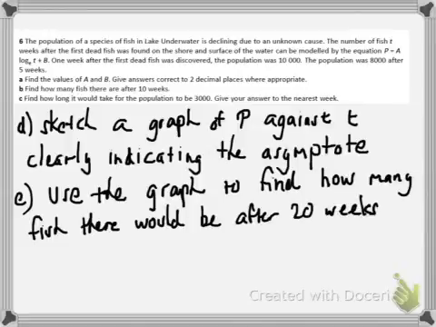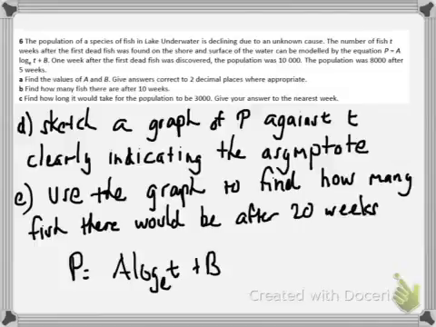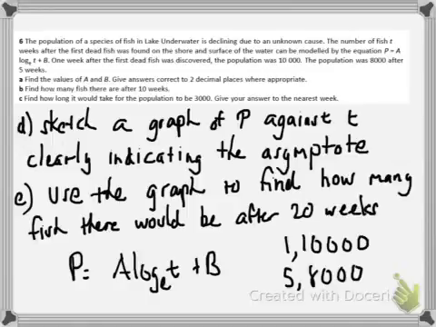So we've got the population of a species of fish in Lake Underwater. And we've got this equation P equals A log T to the base E plus B. And we're given 2 points here. T is defined as the number of weeks after the first dead fish was discovered. 1 week after, the population is 10,000. So we've got this point here, 1 and 10,000. And we've got another point here, the population was 8,000 after 5 weeks. Now we have to find the values of A and B, giving answers to 2 decimal places where appropriate.